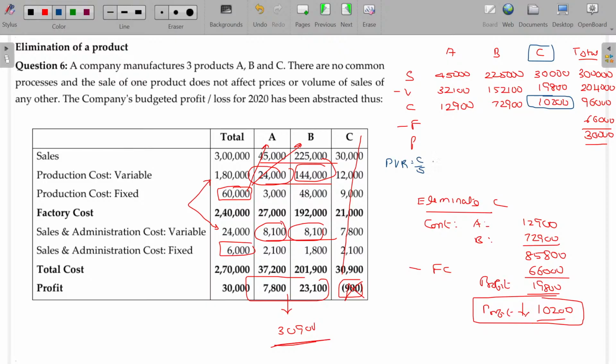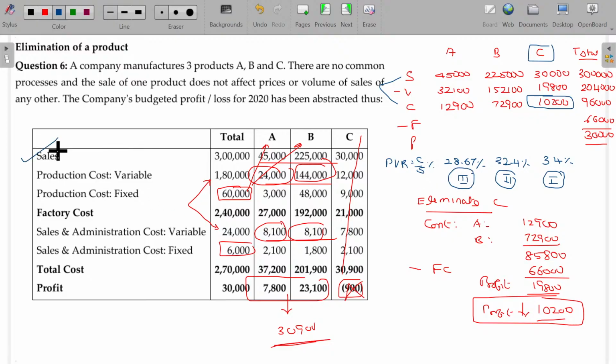C by S into 100. 12,900 by 45,000 into 100. Come on. 28.67 percentage. Next. 32.4 percentage. Next. 34 percentage. As per the PVR, product C is highly profitable. B is the second most profitable. A is the third most profitable.